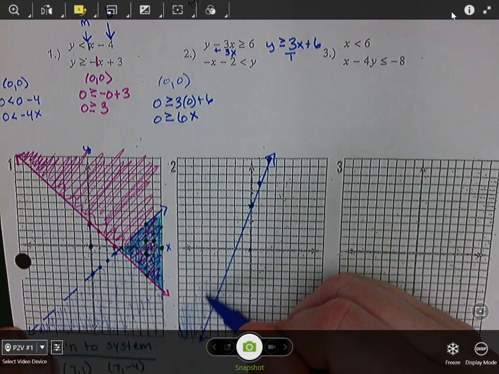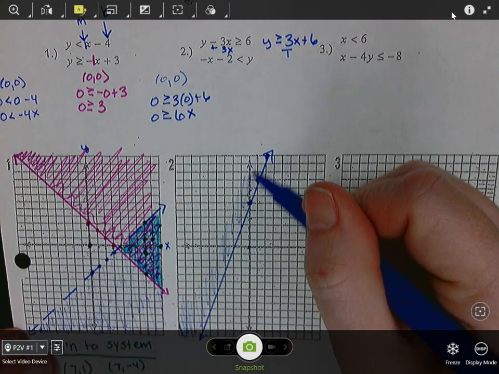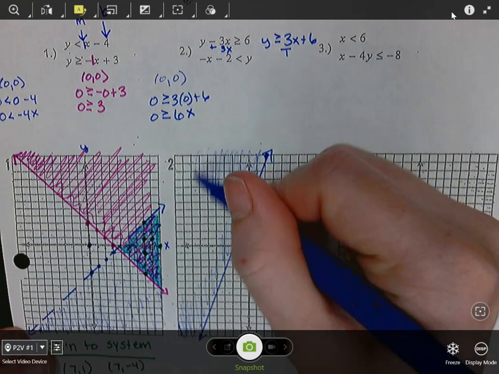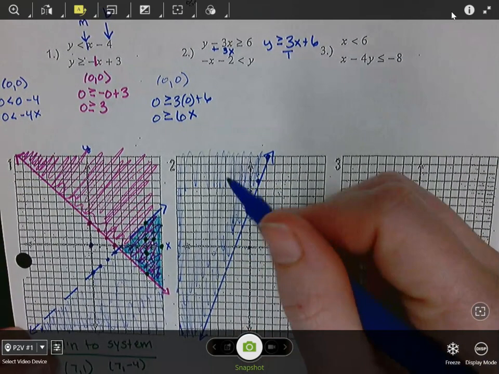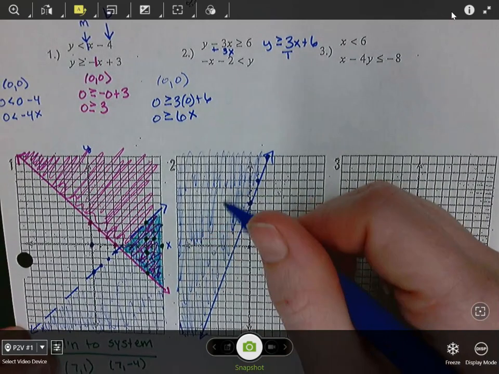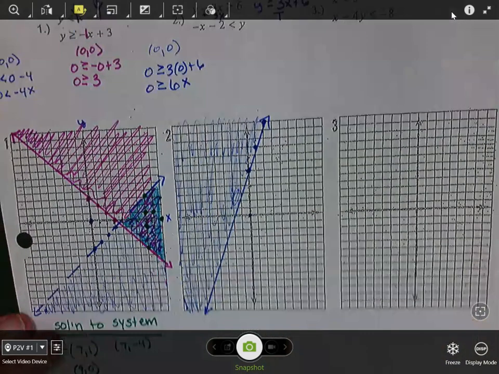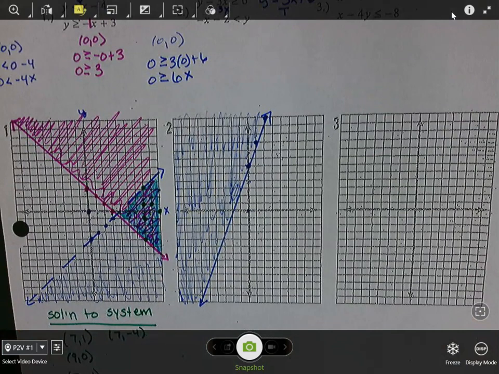Remember, shade lightly, because these are only the ordered pairs that are solutions to the blue inequality. And we're trying to find the ones that are solutions to both inequalities. So shade lightly.